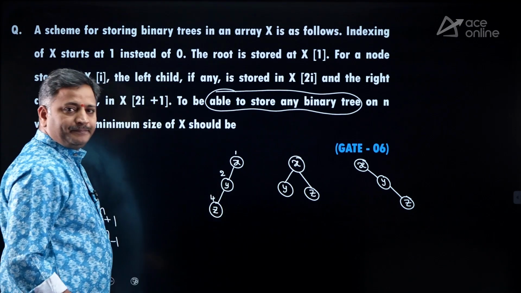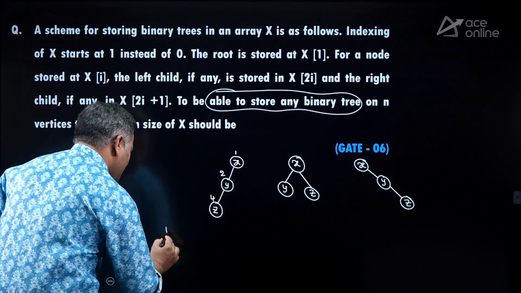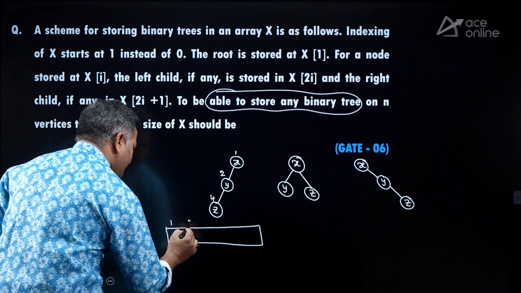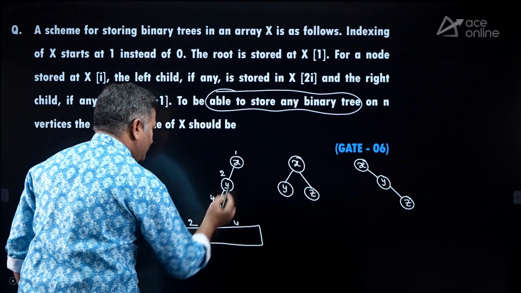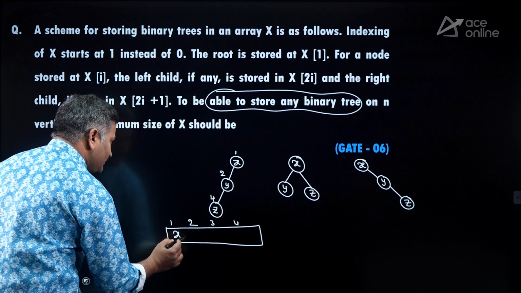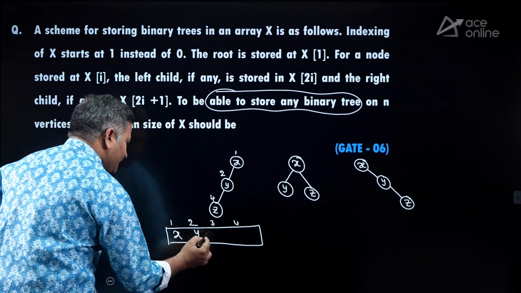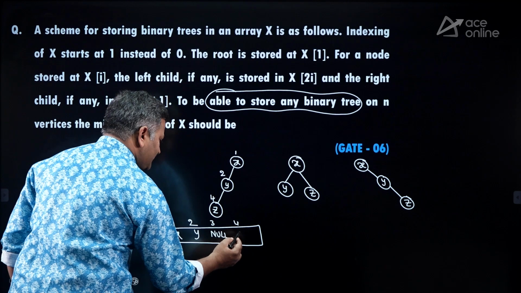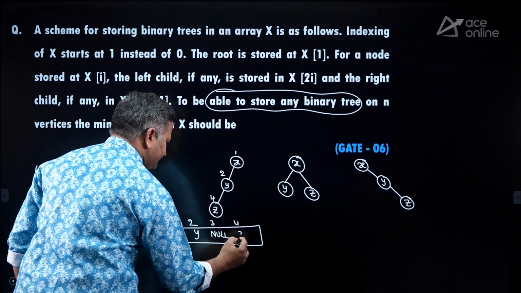These are indexes. Therefore, the array structure is looking like this, 1, 2, 3, 4. So, who is sitting at the first index? X. Who is sitting at the second index? Y. The third index is obviously null. And the fourth index is equal to Z.